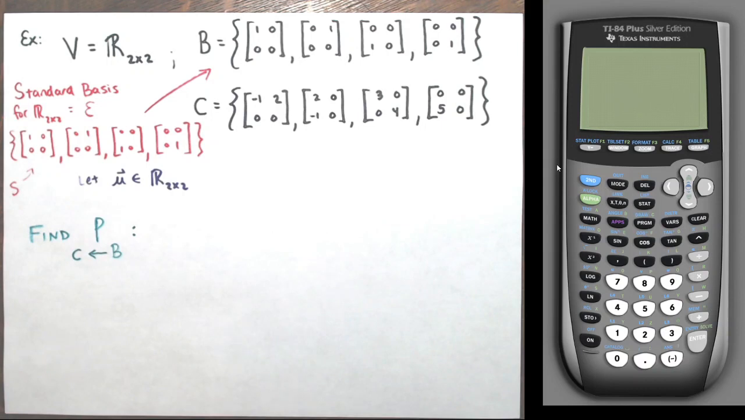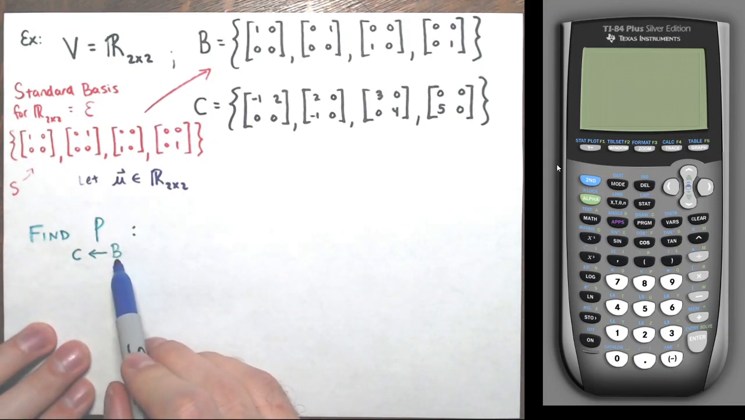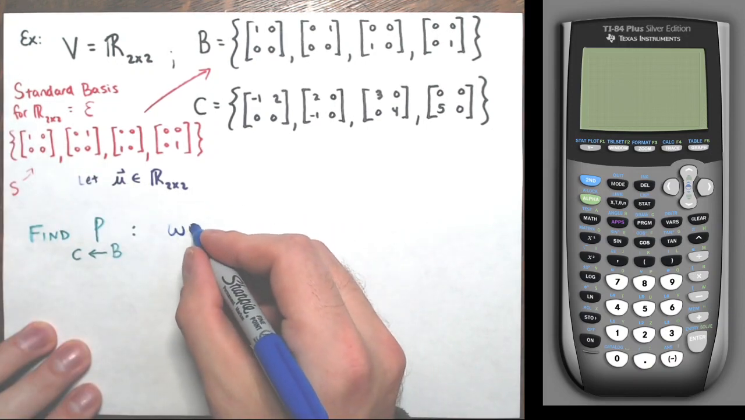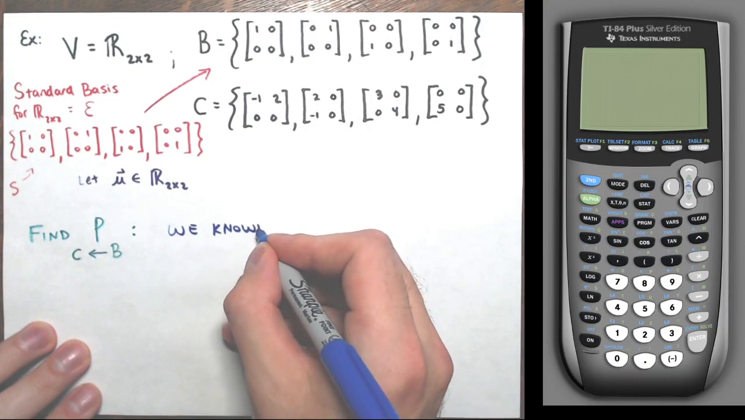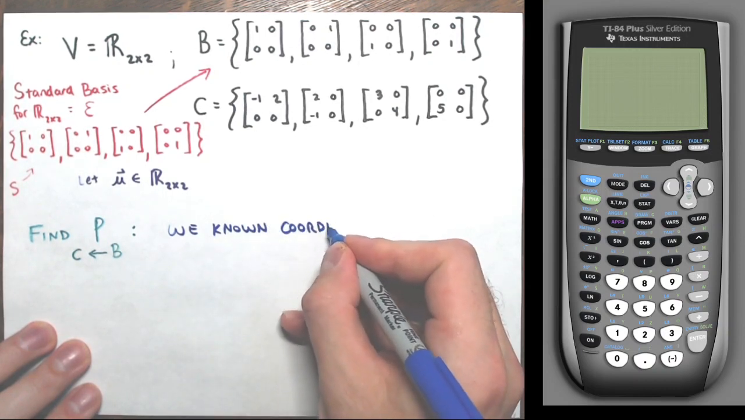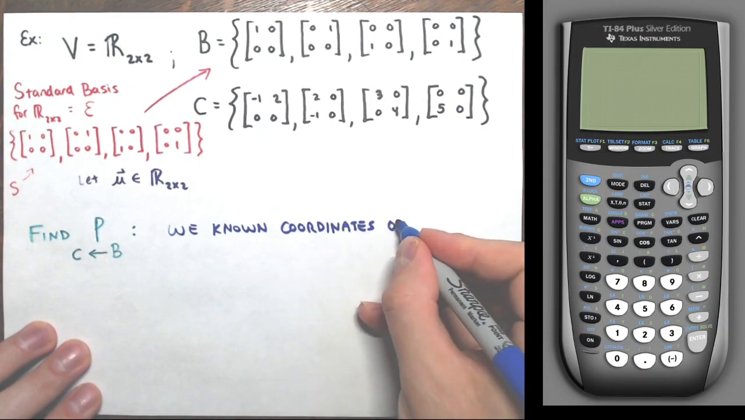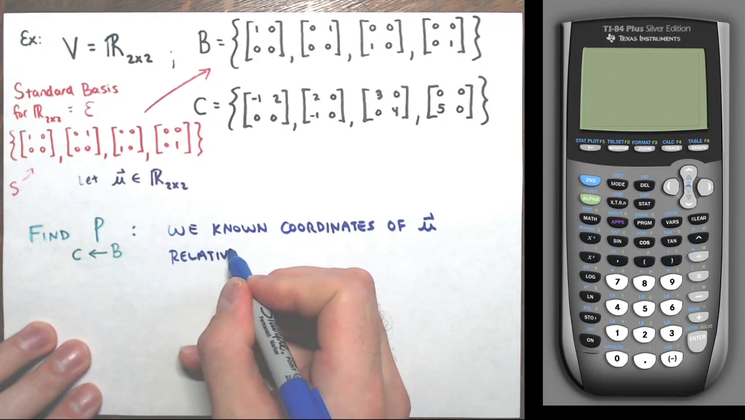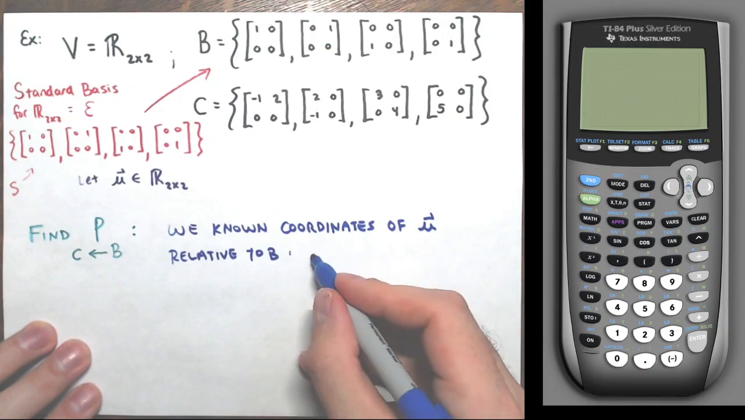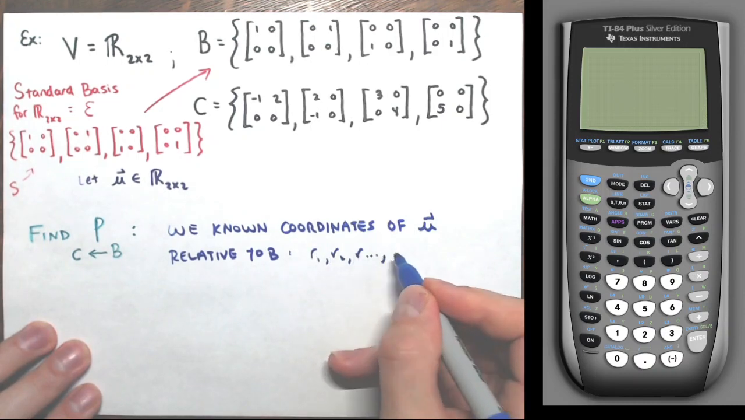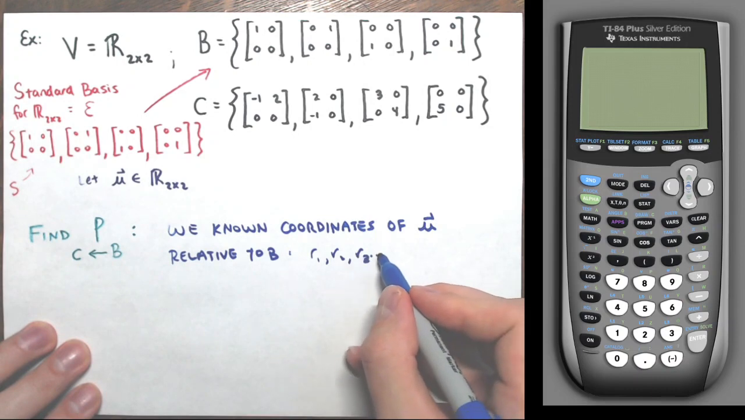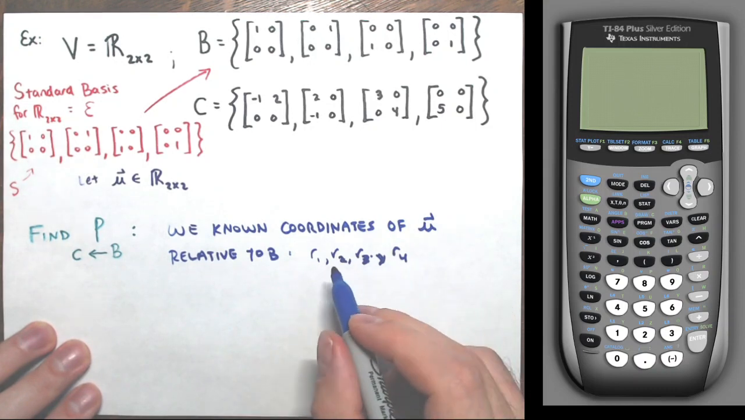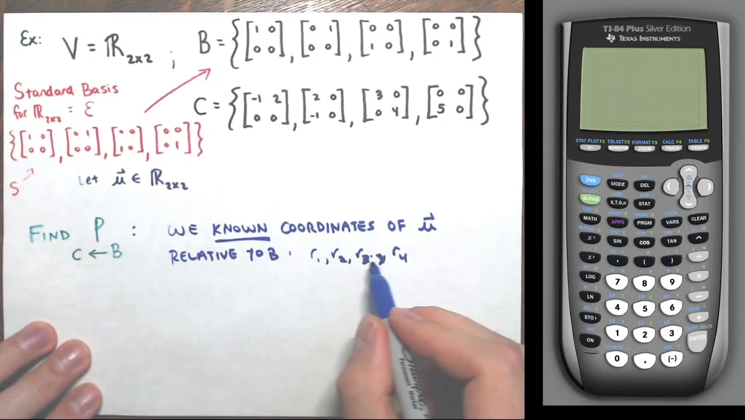All right, so as before, if I'm transitioning from basis B to C, that means I know the coordinates in basis B. So we know the coordinates of U relative to basis B. And let's call those R1, R2, R3, R4. There's only 4 vectors in here. These are known. I do not have to solve. I'm not solving for these.